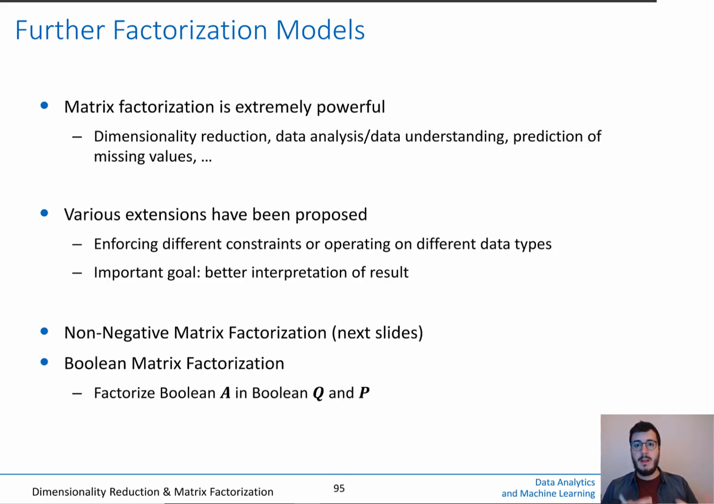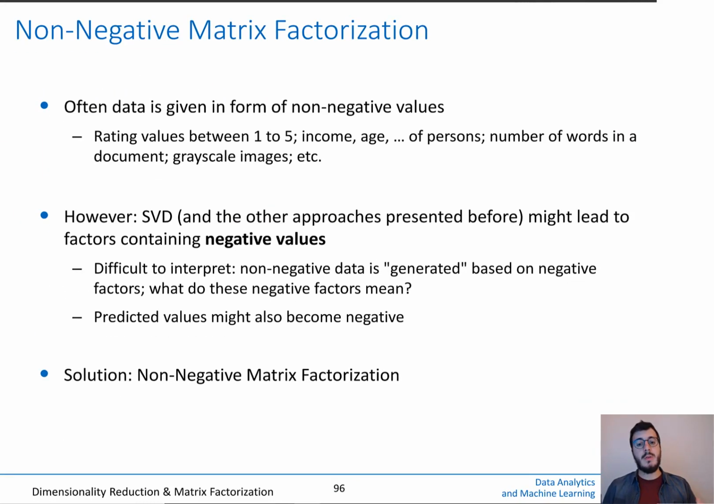A similar type of extension is called non-negative matrix factorization. And this is useful because often data is given in the form of non-negative values. If you think, for example, even the ratings that we discussed so far, those are non-negative because they're between 1 and 5. Income, age, different kinds of counts are non-negative. The number of words in a document, grayscale images, all of these different kinds of data have non-negative values.